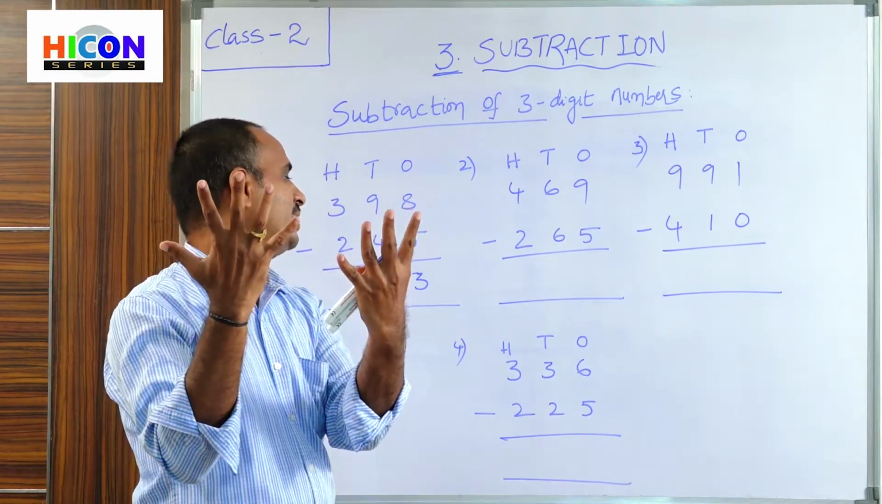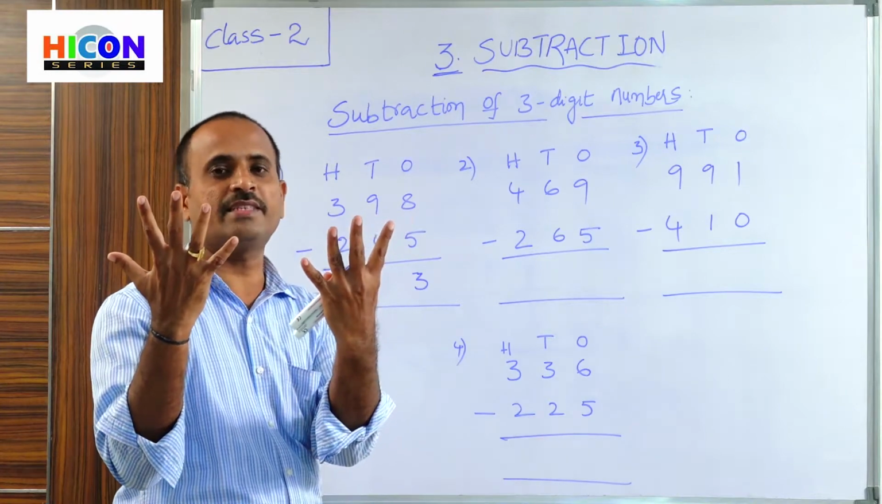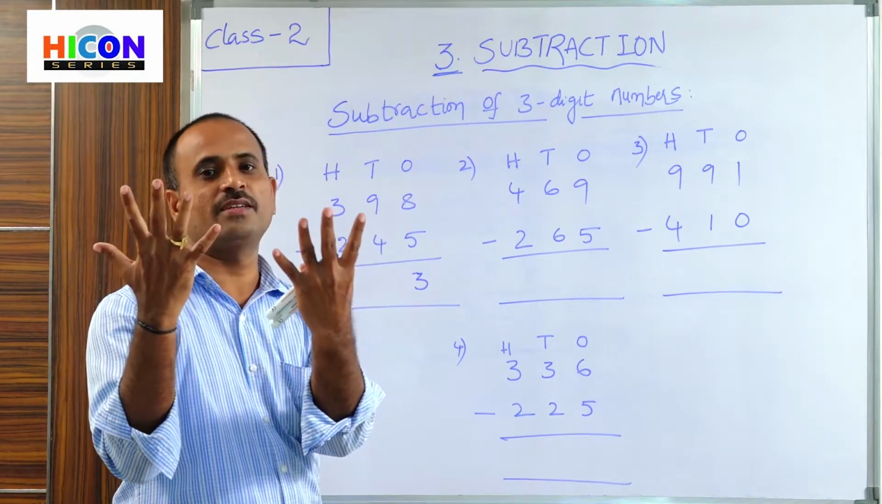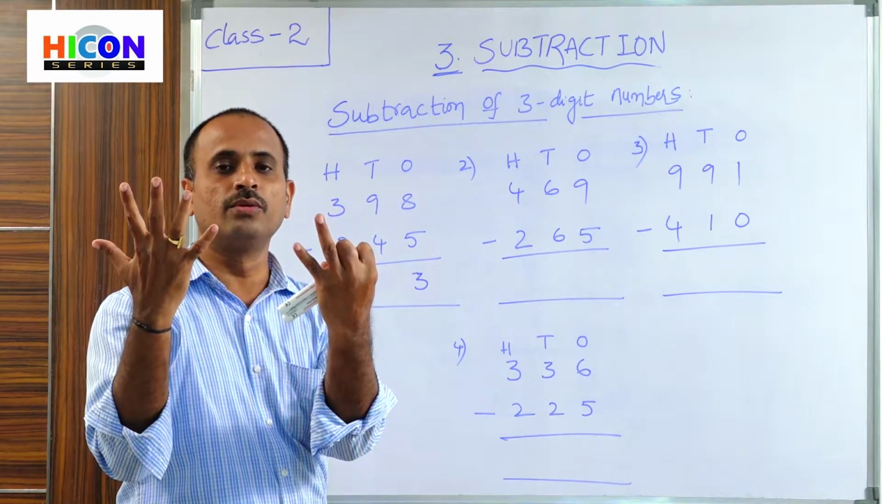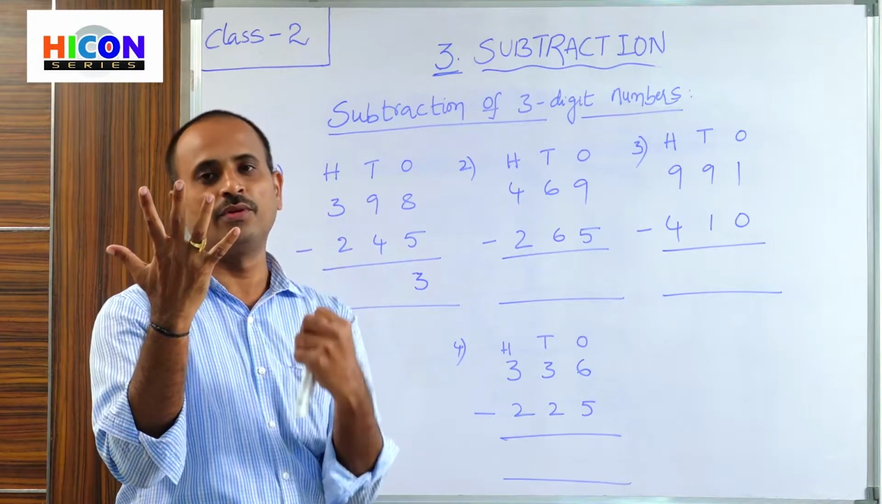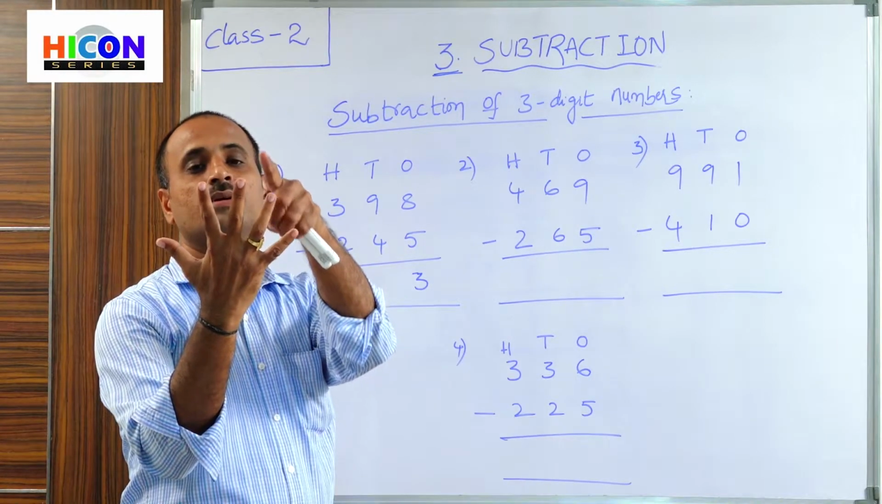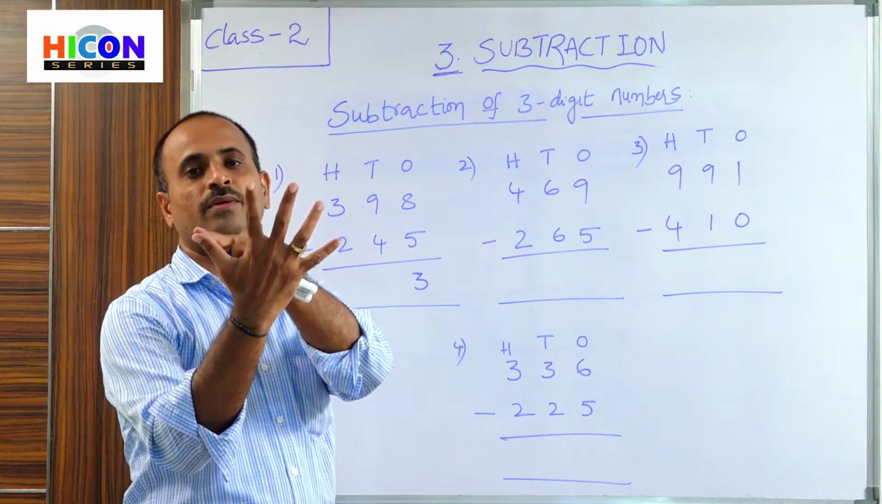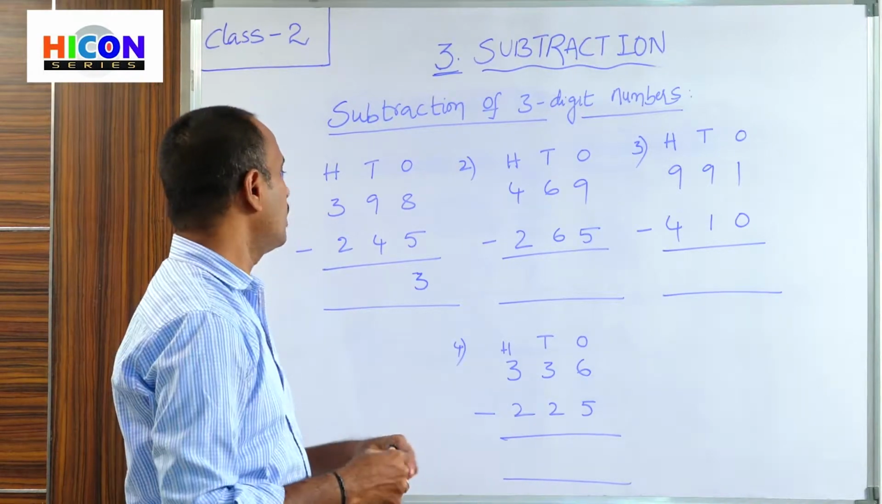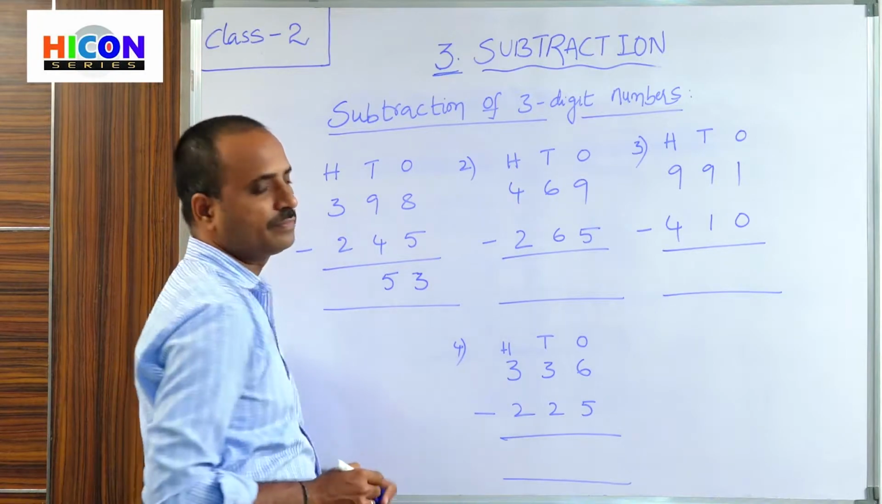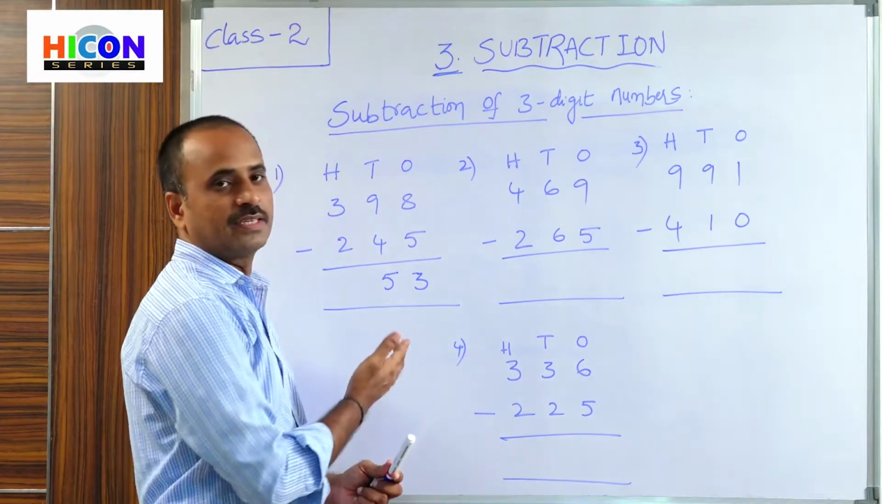And what is the second digit in the tens place? 4 is the second digit. So close 4 fingers in these 9 fingers. There is 1, 2, 3, 4. So how many fingers are left? 1, 2, 3, 4, 5. So 5 fingers are left after subtraction. Write 5 under tens place. So tens place is completed.